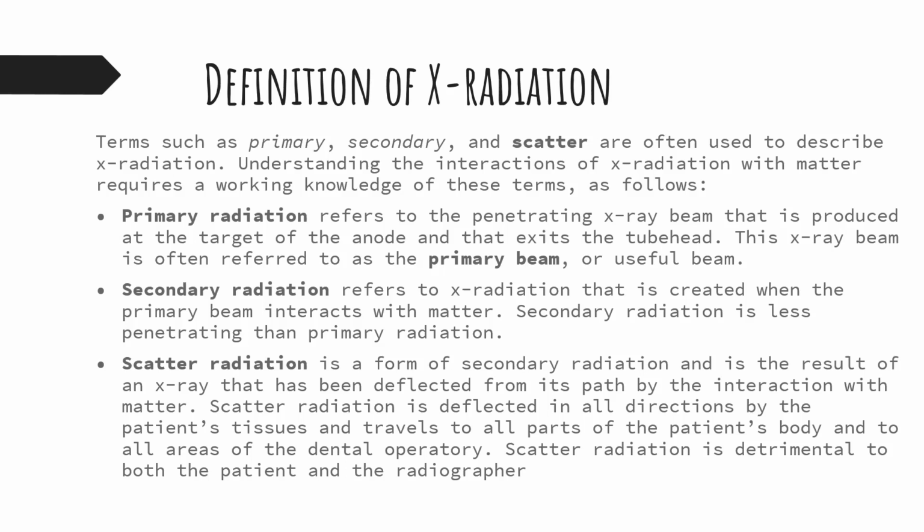Then we have the secondary radiation that is created when the primary beam interacts with matter. It is less penetrating than the primary radiation. We also have scatter radiation, and this is a form of secondary radiation, and it is a result of an X-ray that has been deflected from its path by the interaction with matter.